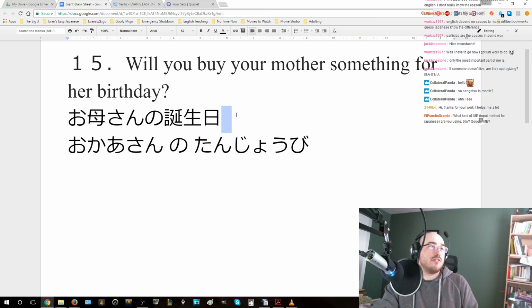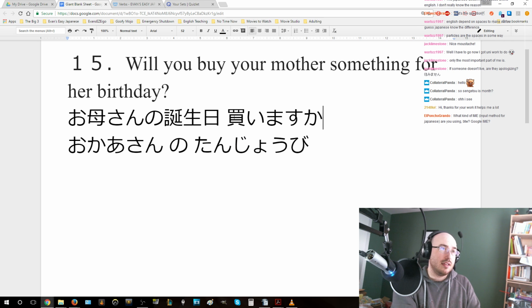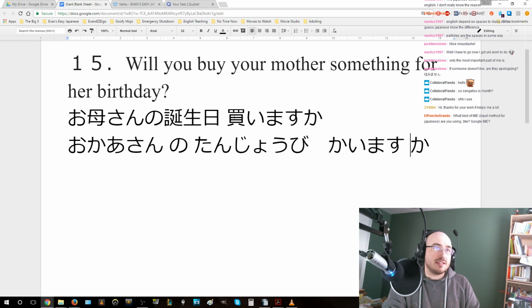Okay, so the verb is going to be kaimasu ka? Will you buy? Or do you buy? Kaimasu ka? This is do you buy or will you buy, depending on context. Here it would be will you buy. We already have that taken care of. Will you buy? Kaimasu ka?